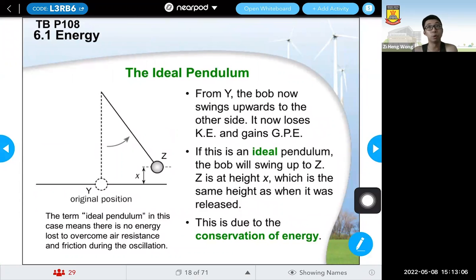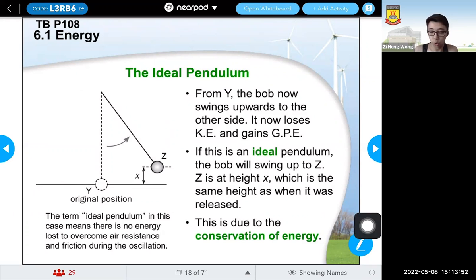So for an ideal pendulum, when we say ideal, we assume that there's no air resistance and no loss in energy. So from Y, when it swings upwards to Z, the new position, it loses the KE and gains the GPE. Because it's an ideal pendulum, all the KE will be converted to GPE, and it's able to achieve the exact same height as when it was released, because of conservation of energy. So when it swings over to this side, it will just reach over here. There's no energy loss to overcome air resistance and friction or whatsoever.